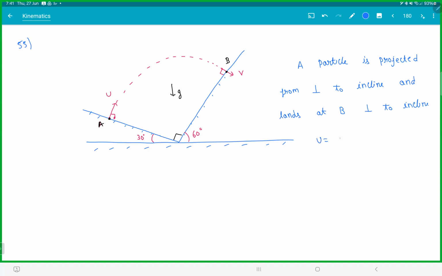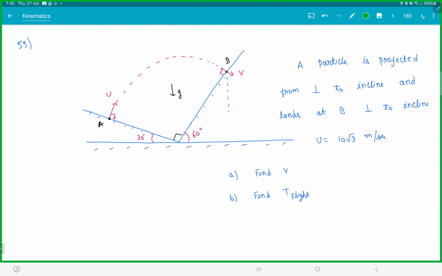The speed of projection is 10 root 3 meters per second. So the initial speed is given. V is the final speed. So the question is: find V, find the time of flight, meaning the time taken to go from A to B.